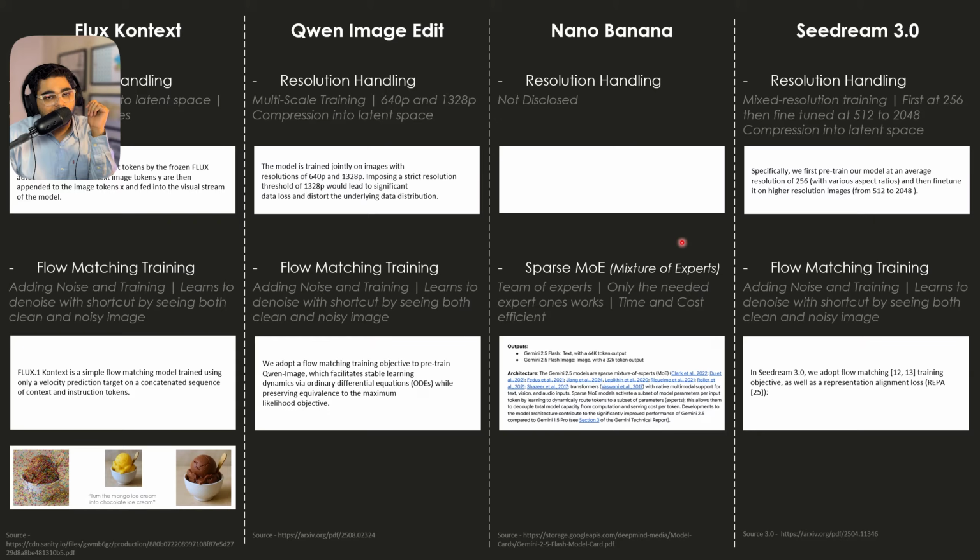Then comes resolution handling, and this determines the base resolution of the model. With FluxKontext, all of these images are encoded and go into the latent space for training. With QwenImageEdit, it has multi-scale training at 640p and 1328p. That is why the base resolution of Qwen is 1328. And again, of course, all of this goes into the latent space for diffusion. I did not find anything related to NanoBanana in this case. And Seedream uses mixed resolution training, first at 256, then fine-tuned at 512, and then at 2048. That is why the base resolution of Seedream 4.0 is 2048.